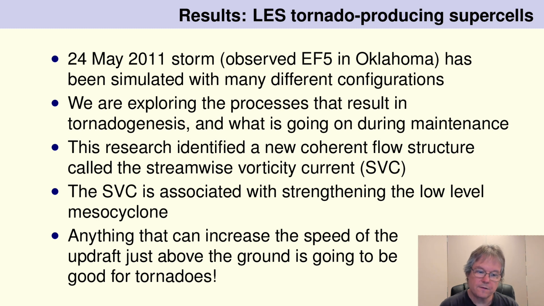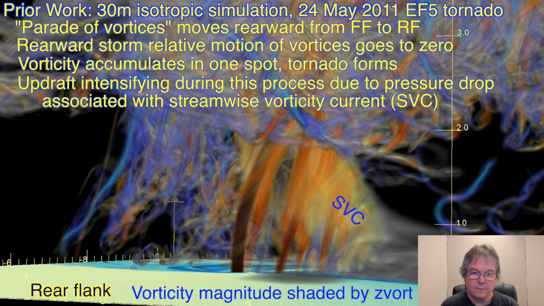We're looking at the processes of what's going on during tornado genesis and also maintenance. We identified a coherent flow structure called the streamwise vorticity current that is associated with strengthening the low-level mesocyclone and hence making conditions more favorable, we think, for tornado genesis and maintenance. Anything that can increase the updraft near the ground, you've got to think that's good for tornado formation and maintenance, because of the stretching term in the vorticity equation and how vertical gradients of the vertical motion are conducive to stretching vertical vortices. So you can read about the prior work we did here.